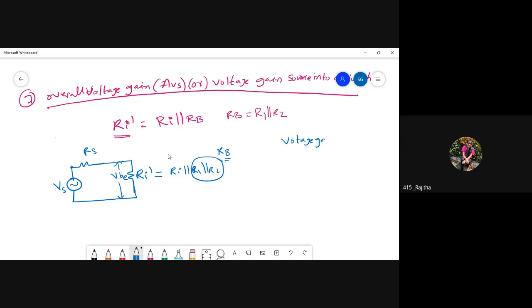Output voltage by input voltage. Can you tell me what is output voltage? VCE, by input voltage VBE. Is it okay? VBE. Yeah.